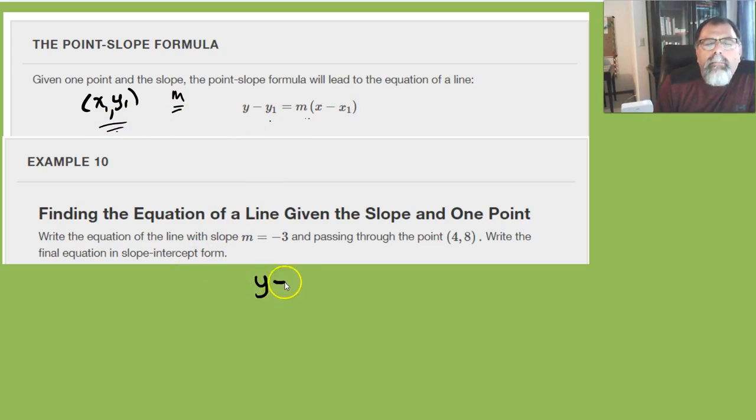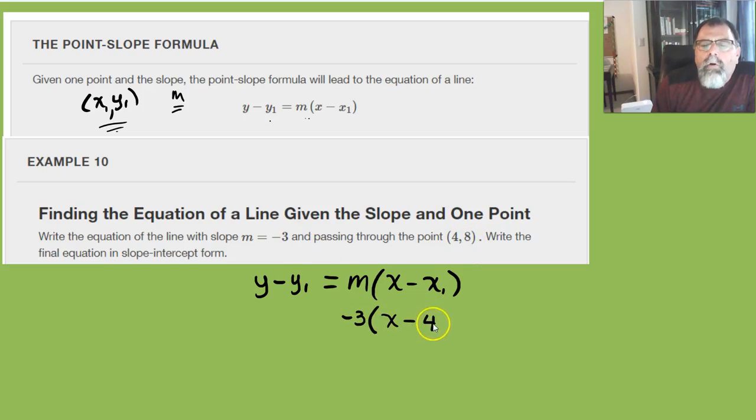So if I do y minus y1 equals m, x minus x1, we're given the slope m is negative 3. M is negative 3, and it passes through the point 4, 8. So x sub 1 is 4, and y sub 1 is 8. And notice how this is 4, 8. In the formula, it's minus. So it'll be minus positive 4. So it'll be minus 4 and minus 8.